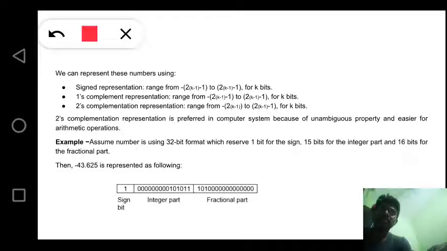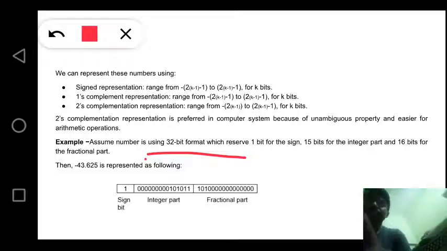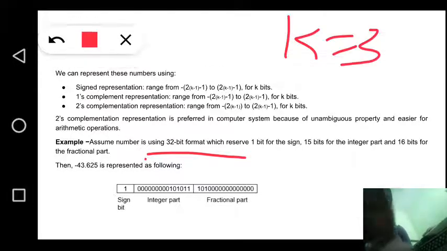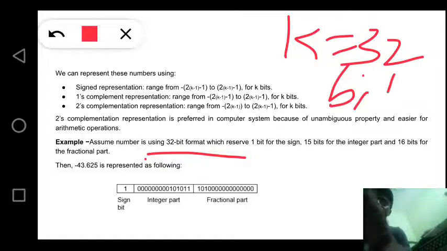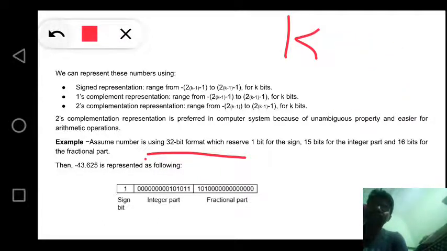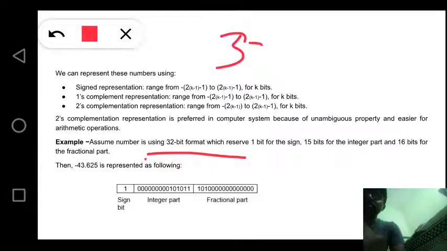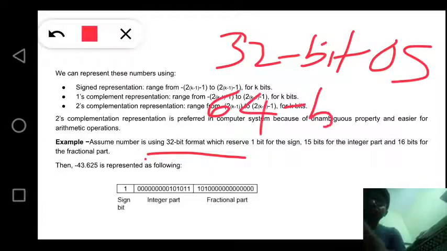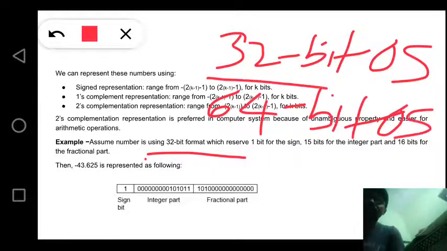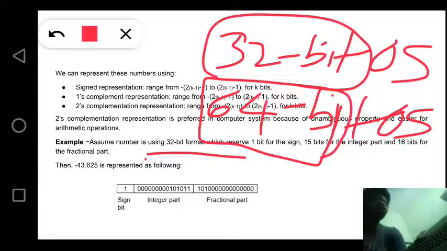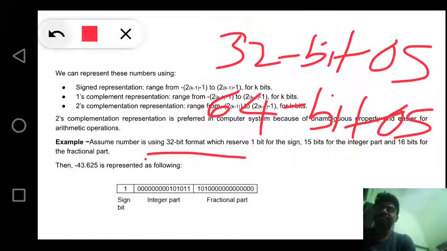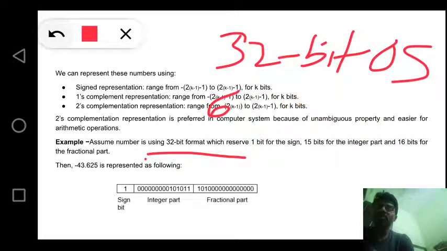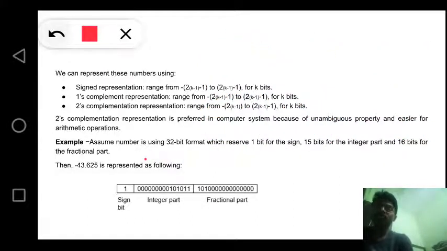Let's take a simple example. Assume that the number is using a 32-bit format. Like I said, k is equal to 3; now we have k equal to 32 bits. Now you should understand, if someone says 32-bit operating system or 64-bit operating system, it means they can perform computations on 32 bits or 64 bits in parallel. It is called a 32-bit or 64-bit OS.